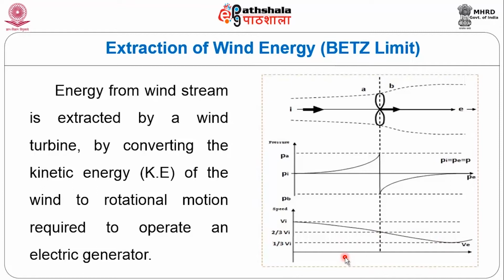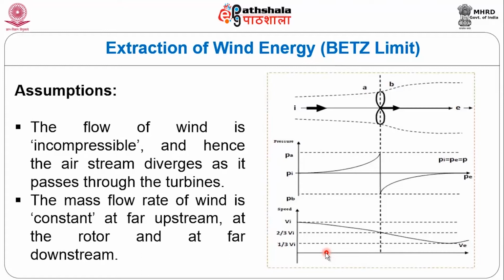And how do we get the Betz limit? For that the derivation is given, and these are some of the assumptions. The flow of wind is incompressible. So, we assume that the wind is incompressible, and hence the air stream diverges and passes through the turbine.